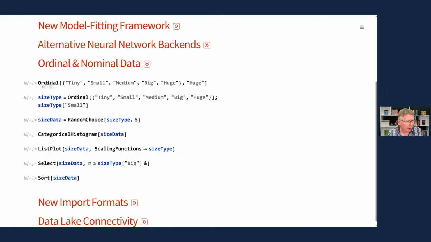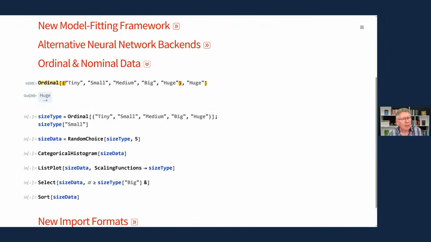Now, of course, we could just use strings, and for nominal value, that sort of amounts to the same thing. But for ordinal, it's different. With ordinal data, we're taking some possible labels, but we are saying that they are ordered. So tiny is smaller than small, and medium is bigger than small. And in the context of that, we have this data object called huge.